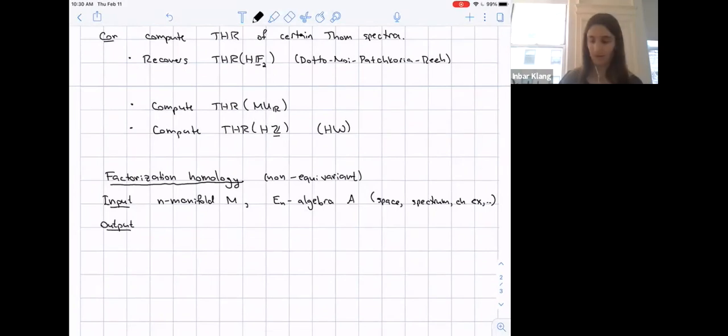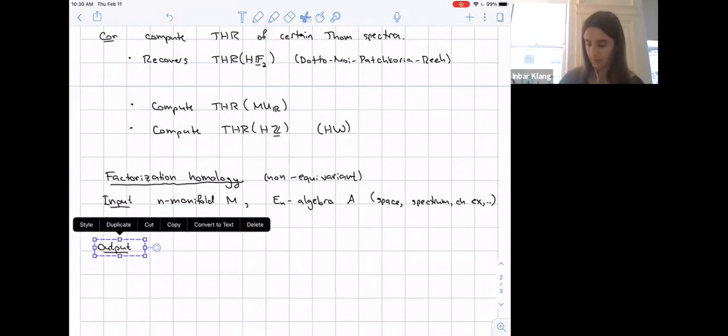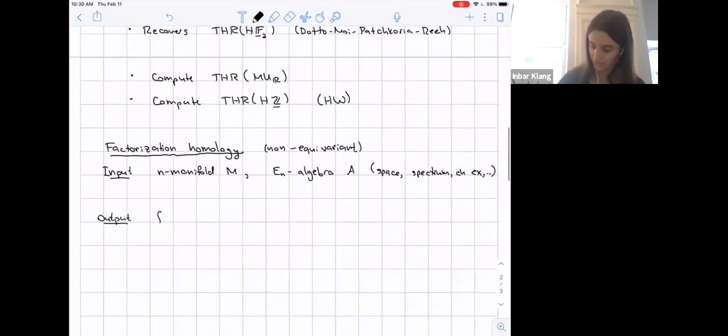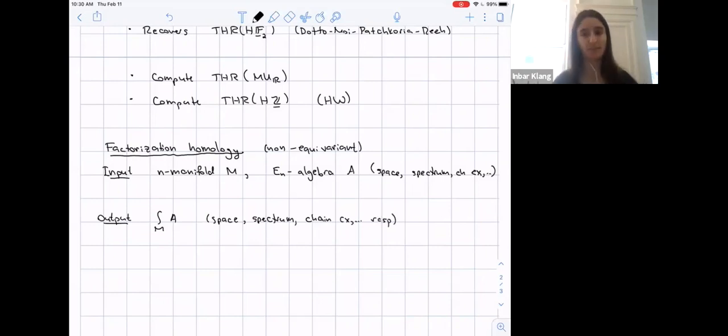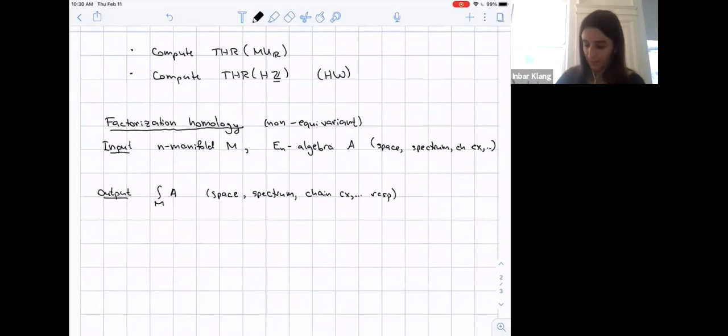And then the output is this integral looking thing, factorization homology of M with coefficients in A. And this is going to be a space or a spectrum or a chain complex, respectively, depending on what A was. So wherever you take your algebra to be, that's the same place that this factorization homology is going to live.